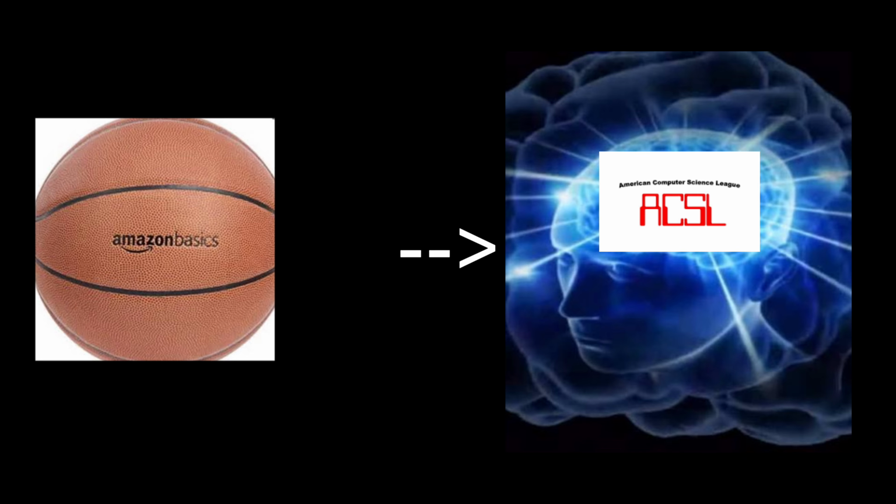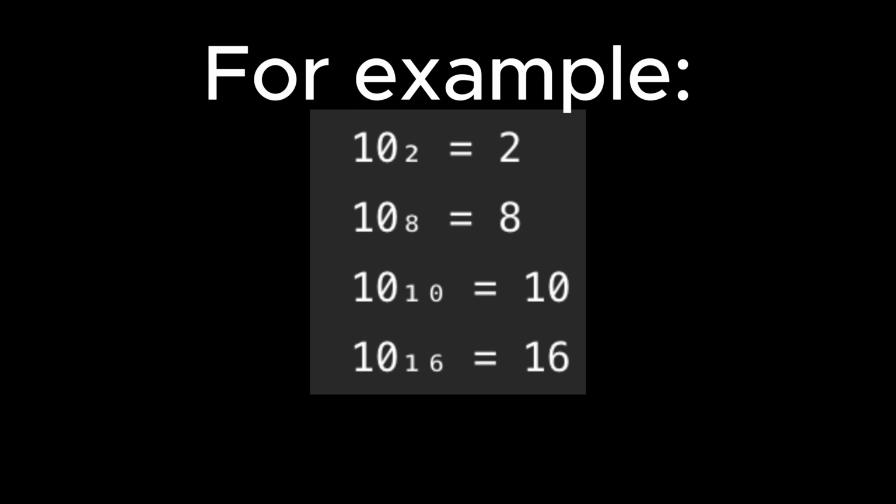So let's start with one question. What does a base actually mean? The number system you already use every day is called decimal, or base 10. But why is it called base 10? Because we have 10 possible digits, ranging from 0 to 9. And once we reach 9, we've run out of digits, so the next number is 10. But here's something important. The number 10 doesn't always mean 10. Its value depends on the base. For example, 10 in base 2 would be equivalent to 2, 10 in base 8 would be equivalent to 8, 10 in base 10 would be equal to 10, and 10 in base 16 would be equal to 16.